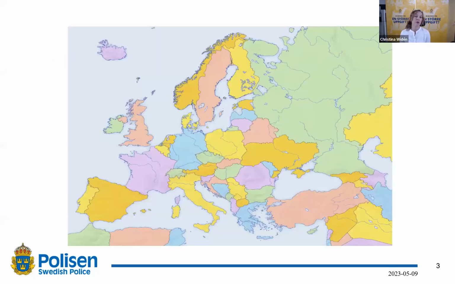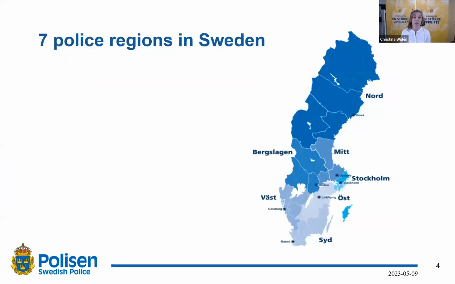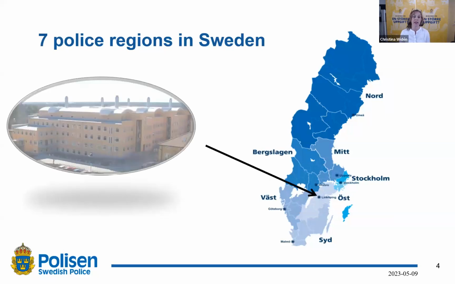But before that, a map, so you all know where I am. Sweden is in Northern Europe, and we have about 10.5 million inhabitants. Since 2015, when we had a big reorganization of our police, the police is organized in 7 police regions. And NFC, where I work, is situated in the southern part of Sweden.